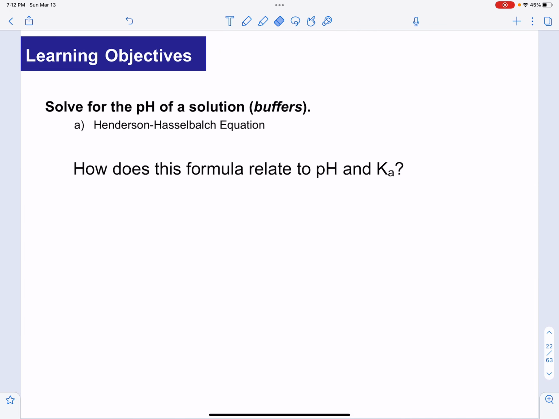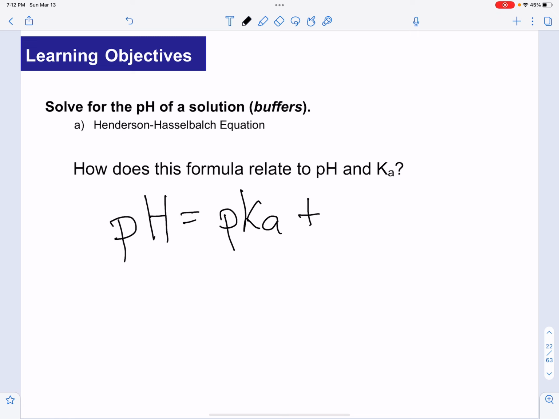So, dealing with buffers, the buffers allow you to find the pH without having to do an ICE table. In other words, the ICE table is no longer required at this point because there's a formula that defines the buffers, at least to calculate the pH, and the formula is the Henderson-Hasselbalch equation, which tells us that the pH is going to be equal to the pKa plus the logarithm base 10 of the conjugate base over the acid.